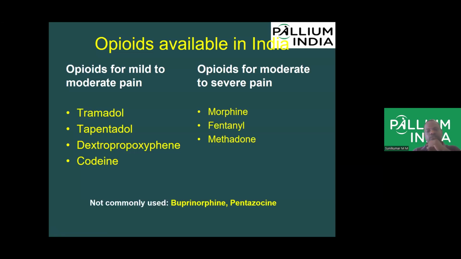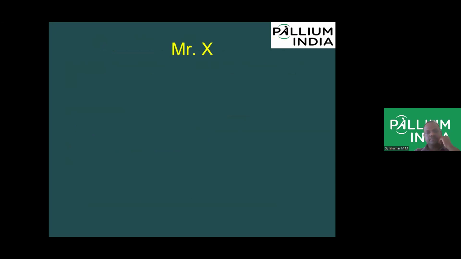We also know that there are some opioids like buprenorphine and pentazocine which are also available, but these are not commonly used. So I have not put them under the two groups. The role of buprenorphine and pentazocine is very, very restricted.